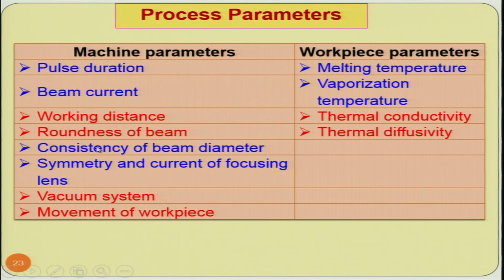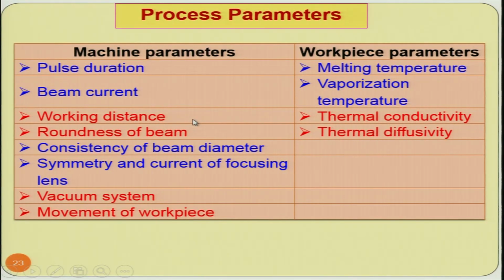Then there is the beam current. Beam current is going to decide the total melting of the workpiece material, or the number of electrons in the electron beam that are going to hit the workpiece. So, beam current is a very important parameter for any electron beam micromachining process.